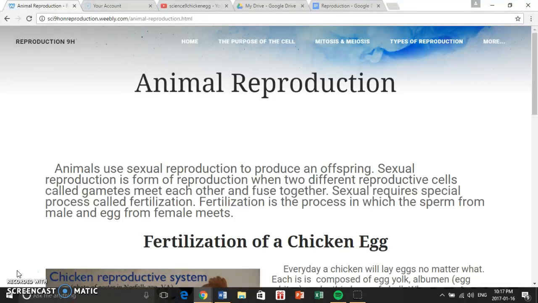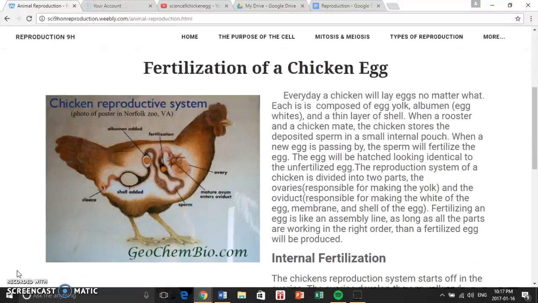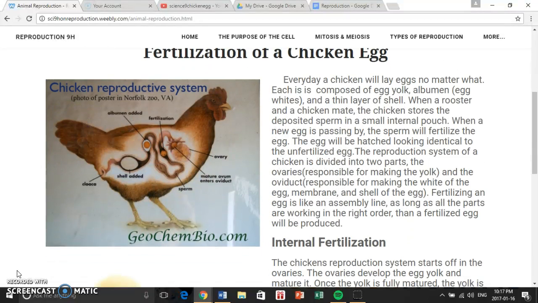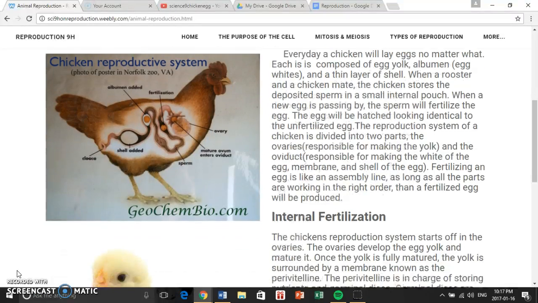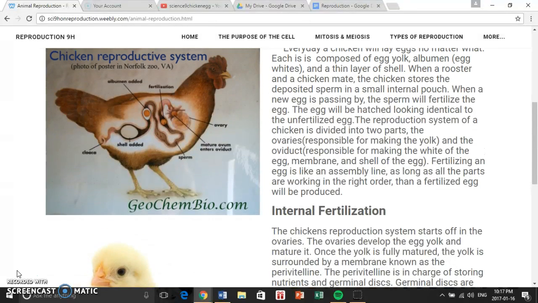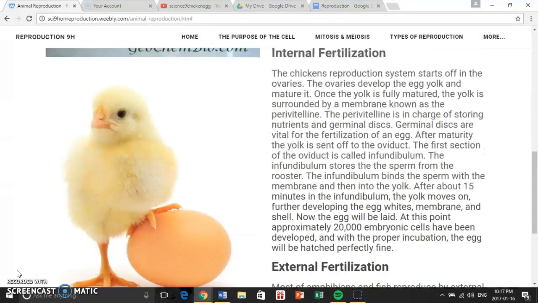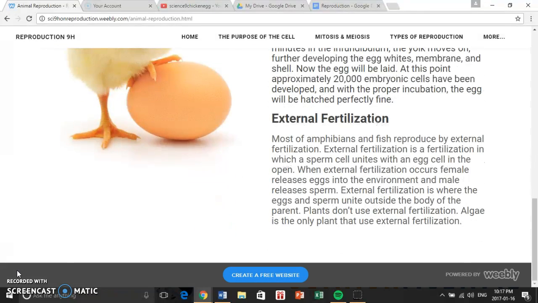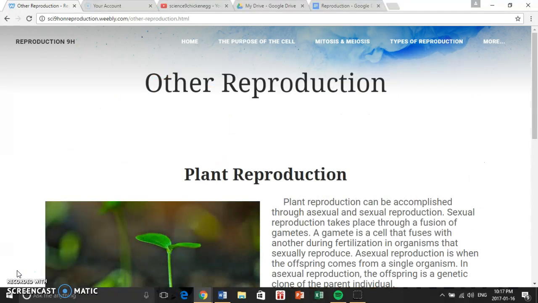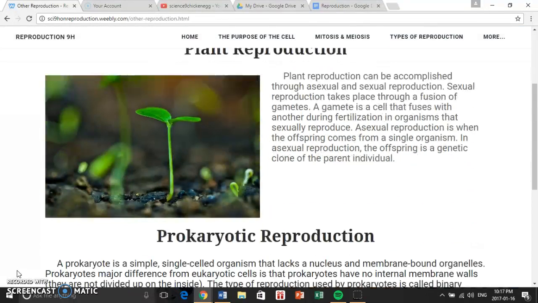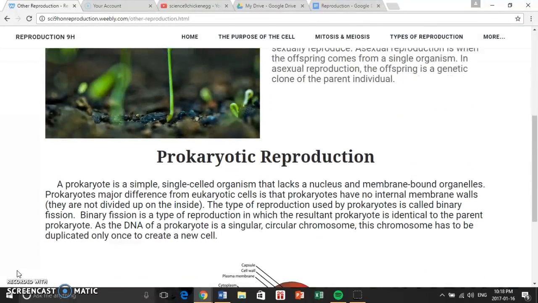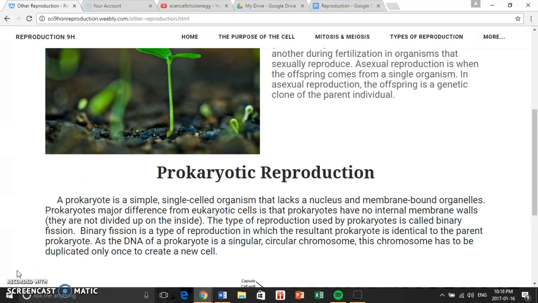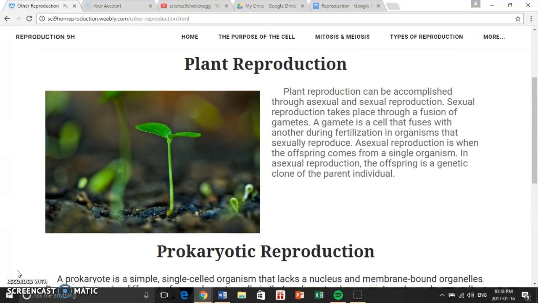Animal reproduction. Animals reproduce through sexual reproduction. Animals like the chicken fertilize the egg that is in a female with sperm that is injected into the female from a male. It then goes through a process which consists of internal fertilization and then external fertilization. Other reproductions. Plant reproduction and prokaryotic reproduction are the same, in which they use asexual reproduction to reproduce.